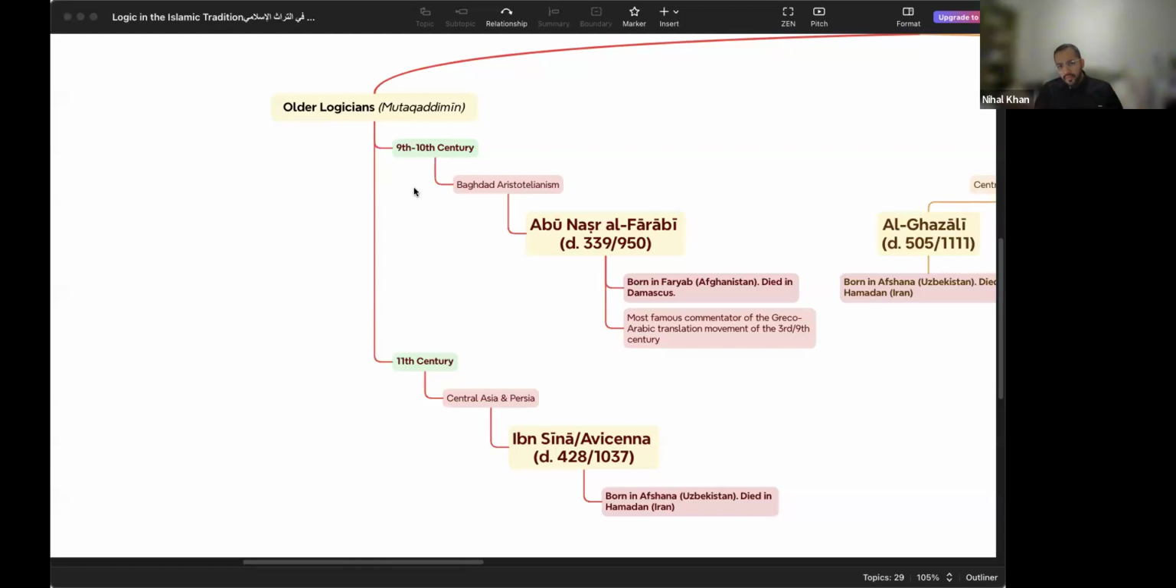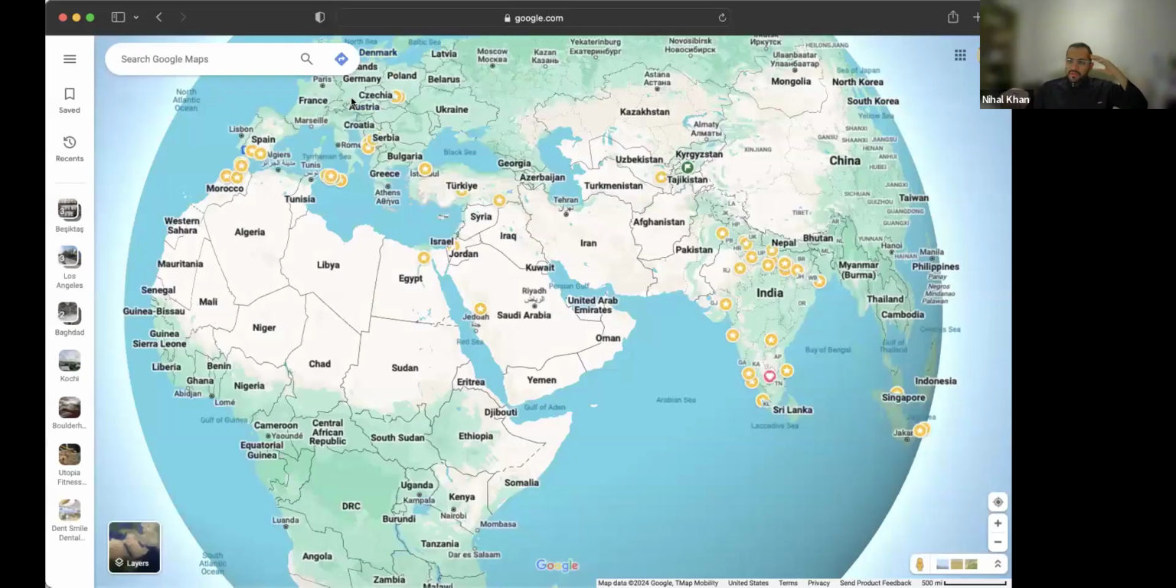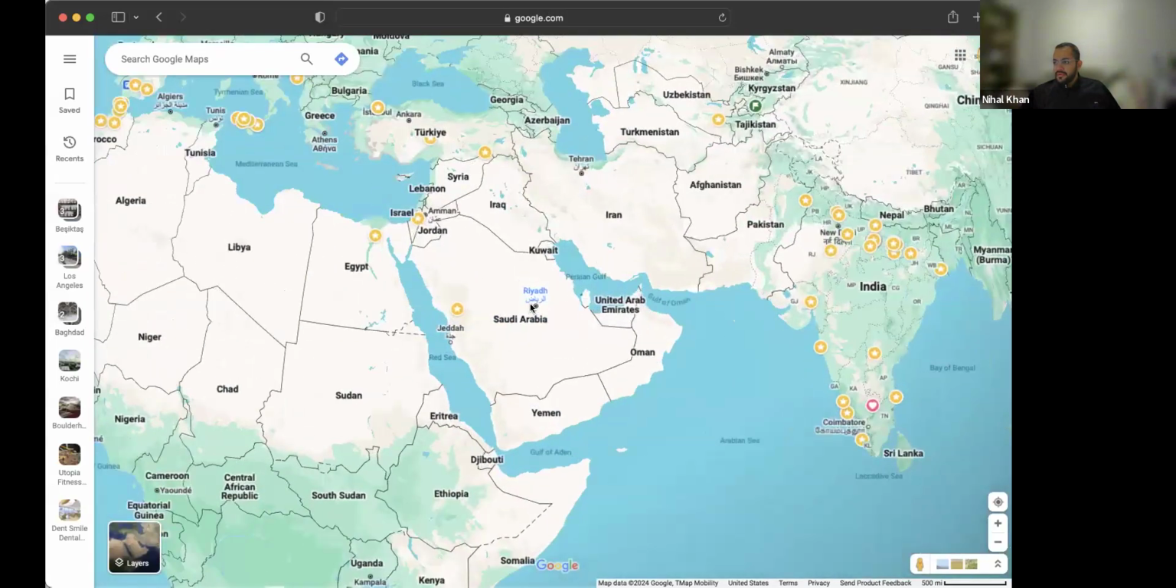Number one is Abu Nasr al-Farabi. Al-Farab is in Afghanistan, okay? And the second is Ibn Sina, who is from modern-day Uzbekistan. So to give you all a spatial understanding of this, can you all see this map? Just by a raise of hands, if you can see the map, you can raise your hand.